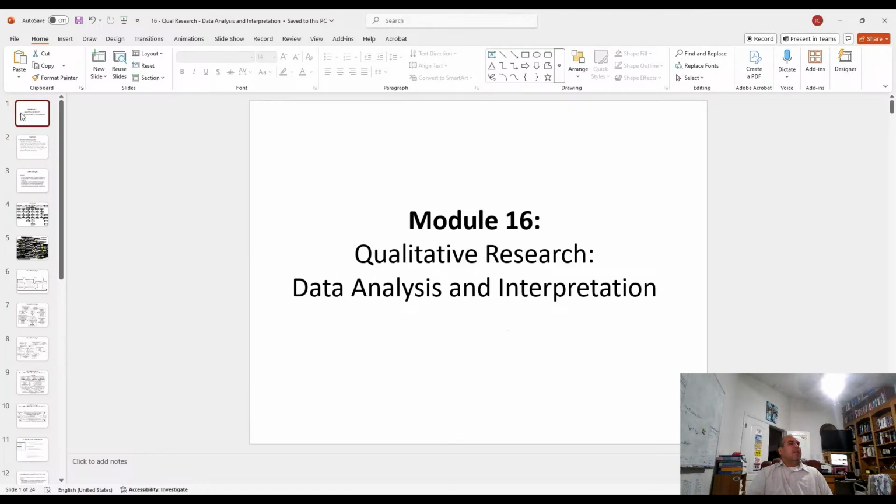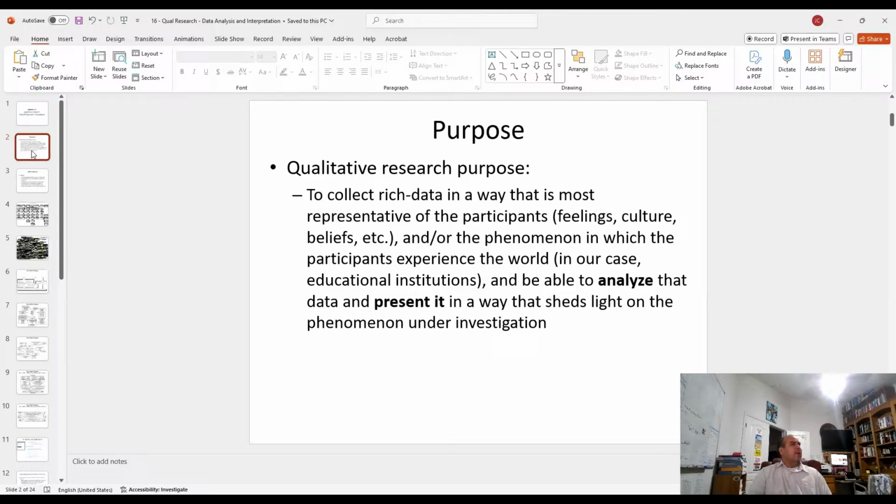Let's talk about qualitative data analysis and interpretation. In many ways, this is probably one of the more difficult parts of qualitative research. But it really depends on the amount of data that you have. Interpretation requires some knowledge of theory and how you're going to use theory to help you interpret the data that you have. And we'll talk about that a little bit more later.